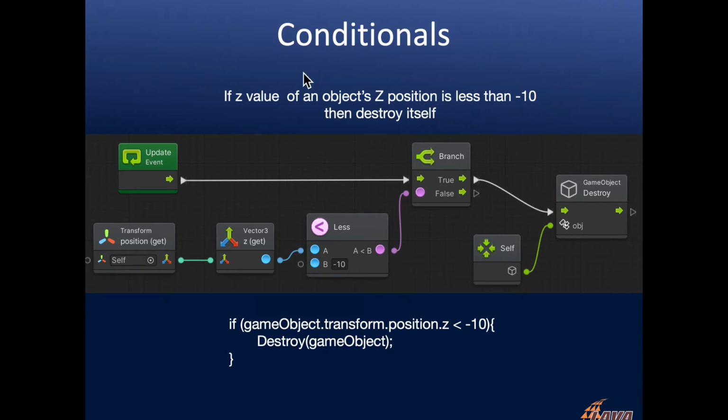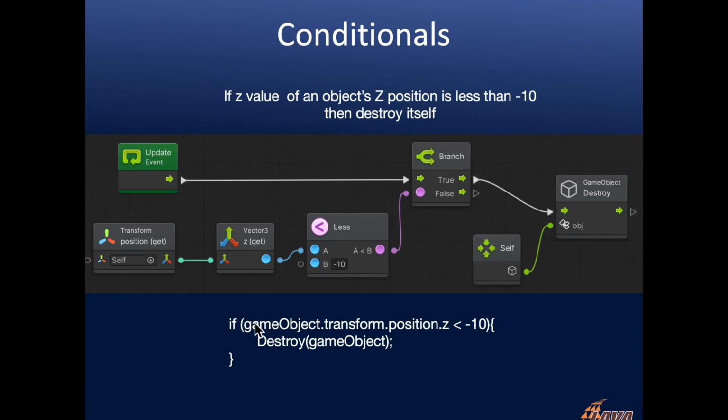So this would be a very typical piece of code you write where, let's say you're writing a simple infinite runner, and in an infinite runner, objects are constantly coming at you. But if the objects are going behind you past a certain point, you want to get rid of them, you want to destroy them. So the z value is the z direction in the 3D world. So if that z value of the object is somehow less than -10, in other words, behind you, then you want to destroy it. So how do you do that in visual scripting?